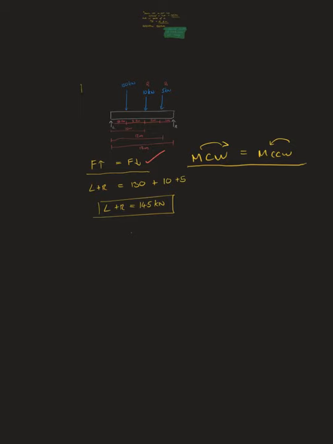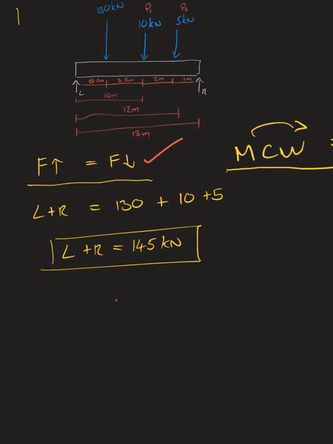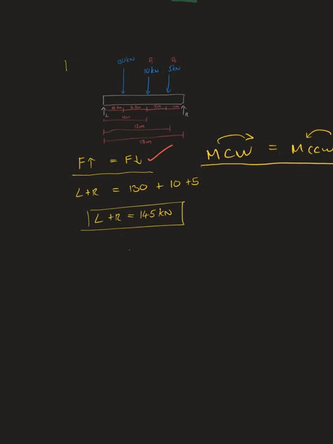I've used the forces going up equal to forces down to get that initial statement. Now I'm going to use moments clockwise equal moments counterclockwise. Ultimately, I could rearrange this and say the moments clockwise minus the moments counterclockwise should equal 0. And that's what I'm going to do. So if I take the moments about point L to equal 0, I can solve to find a value for R.